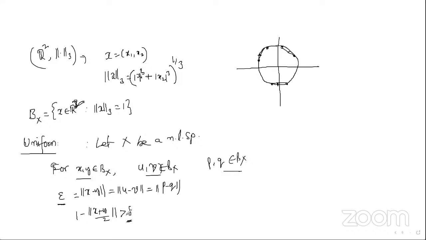For example, there are examples. Suppose I have a space where my unit ball looks like this. In this case, if I take x, y here, the distance is this much. But if I take x, y here, the distance is less. Such a thing cannot happen for a uniformly convex Banach space.